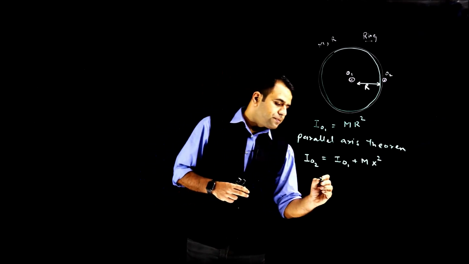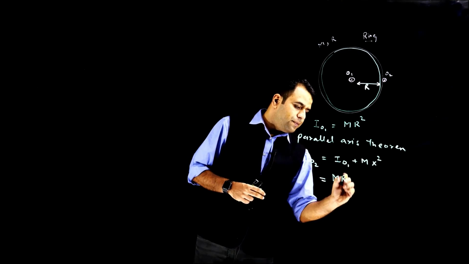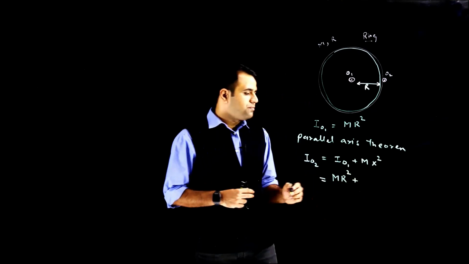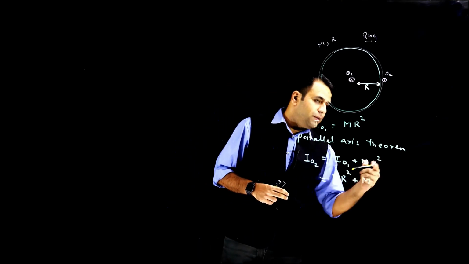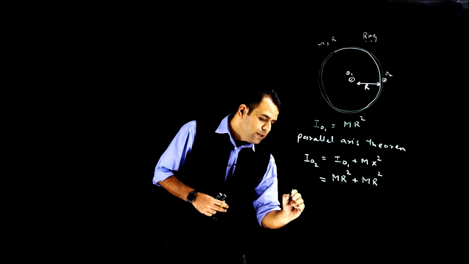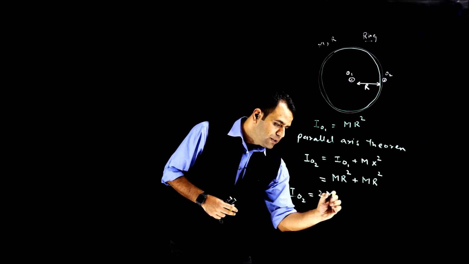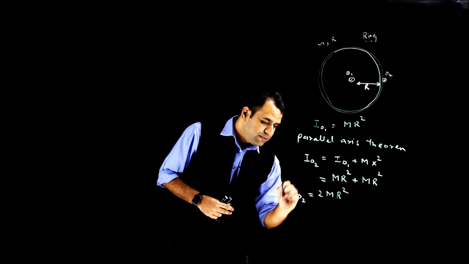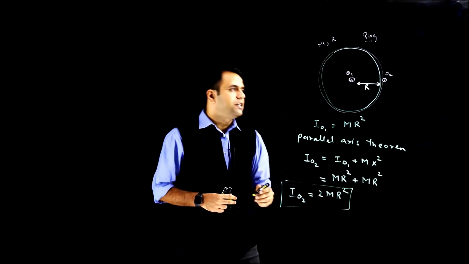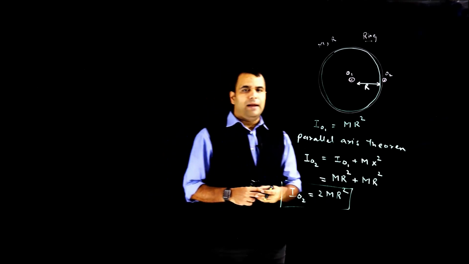Okay. Let's put the values. I01, that is m r square, plus m, in place of x, we'll put the value, that is r square. So the moment of inertia becomes 2 m r square. This becomes the moment of inertia for this ring about this axis. Okay, that's how we use the parallel axis theorem.